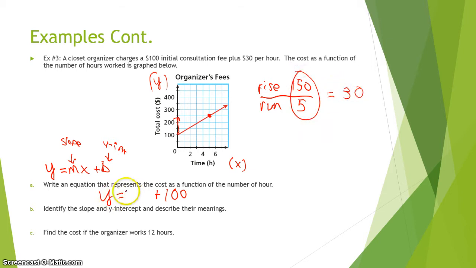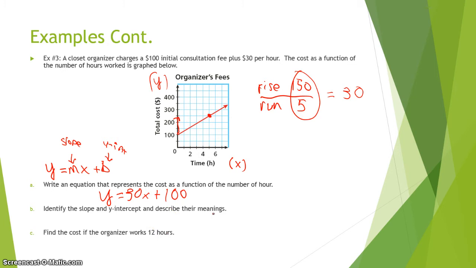So my slope here is going to be 30 with an x, 30x. So my equation for this linear line here is y equals 30x plus 100. They want us to identify the slope and the y-intercept and describe their meanings.